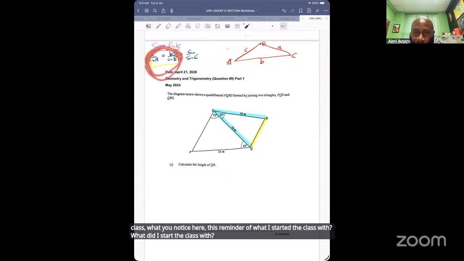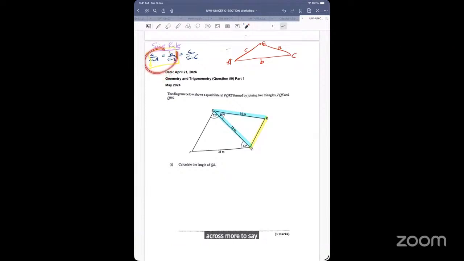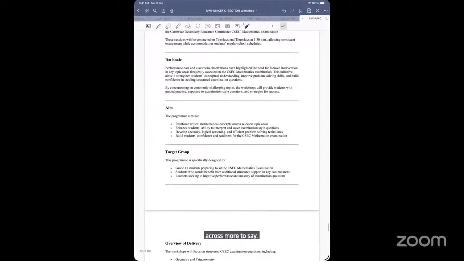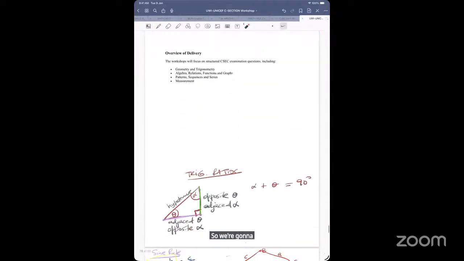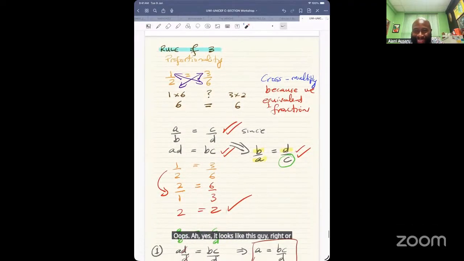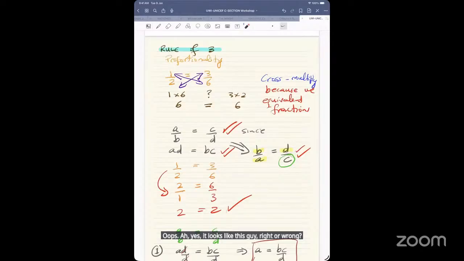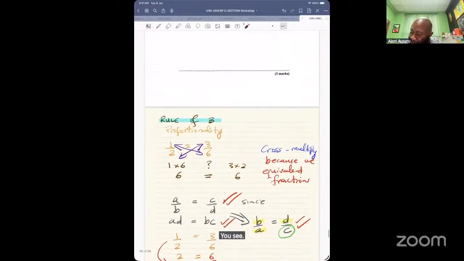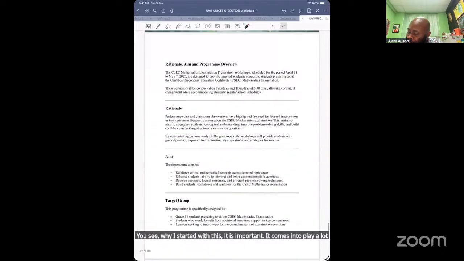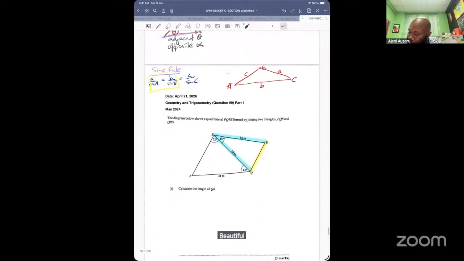This guy, here in the yellow box, the cross multiply or the rule of two. Does it look like who I started the class with? Let me go back to it. Ah, yes, it looks like this guy, right or wrong? Right. You see why I started with this, because it is important. It comes into play a lot. Beautiful. I'm happy you guys are seeing that.